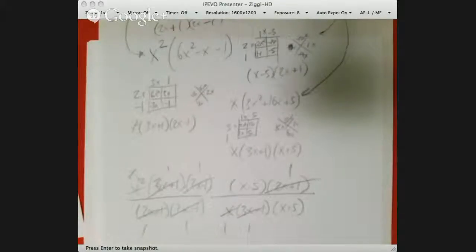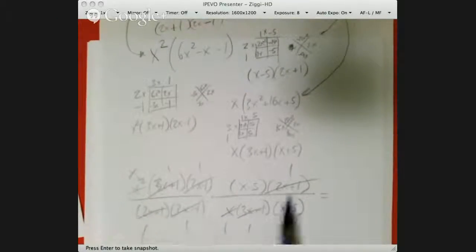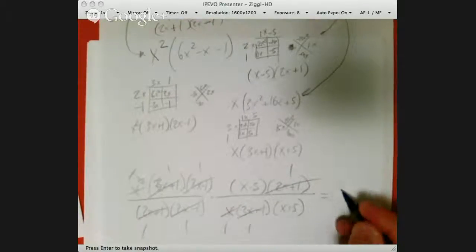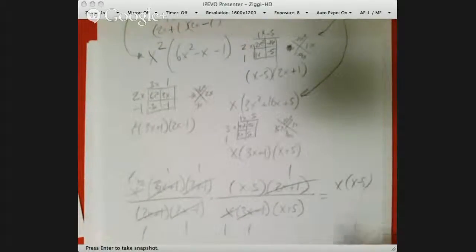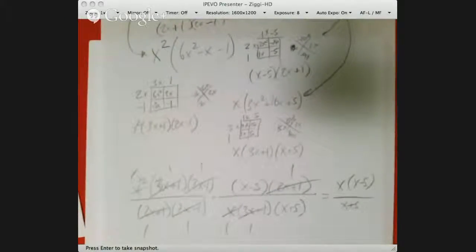So now, all I have left on the top is an x from here and an x minus 5. So I'm going to write that. X times x minus 5. And down on the bottom, the only thing I have is an x plus 5. So that's my final answer to that first one.